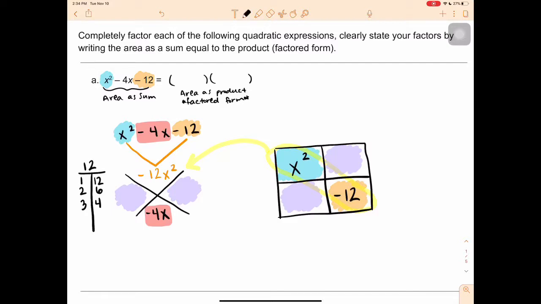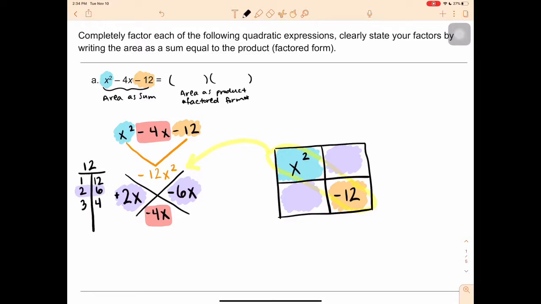So now I want to look at that and see, okay, I know one of them has to be a positive and one has to be a negative because our product is a negative. The only way to get that is if you multiply a positive times a negative. So here, I know I'm going to have a 6x and a 2x. That's the only way that I can get 4 somehow. And in this case, it's a negative 4. So that means that my 2 must be positive because 2x minus 6x is negative 4x.